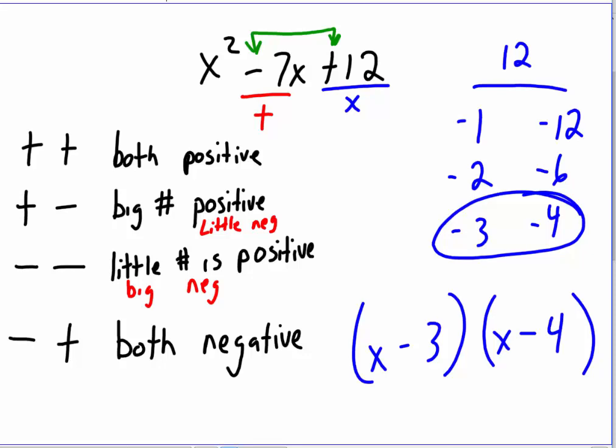All right, let's take a look at one more like this. How about x squared plus 3x minus 10? We want to factor this one. So again, I'm going to come over here and go, all right, I've got a 10, technically a negative 10, but we'll get to that in a moment.